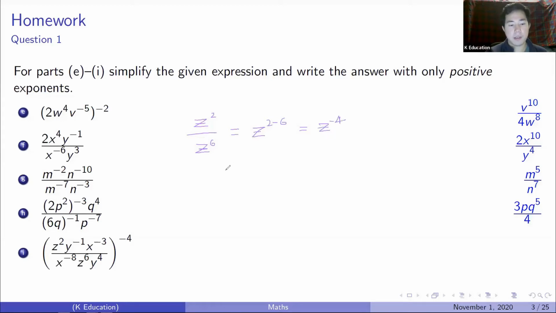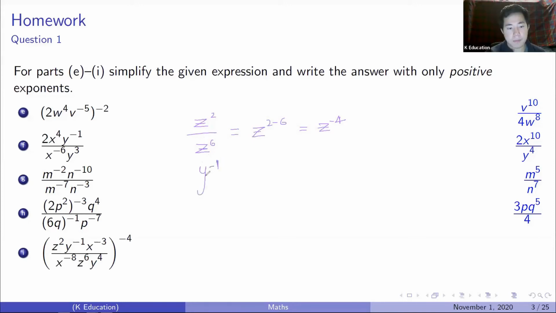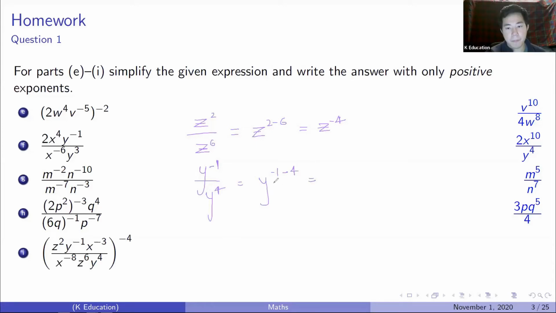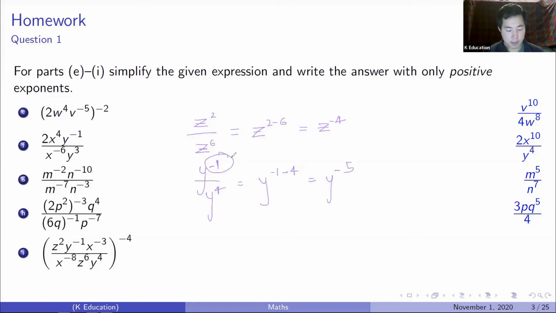All right, let's do the same for Y. What do I have for Y? So for Y, you would have Y to the power of -1, and Y to the power of 4 at the bottom. What's -1 minus 4? -5. Yeah. Okay, so you have to take that -1 into account as well.